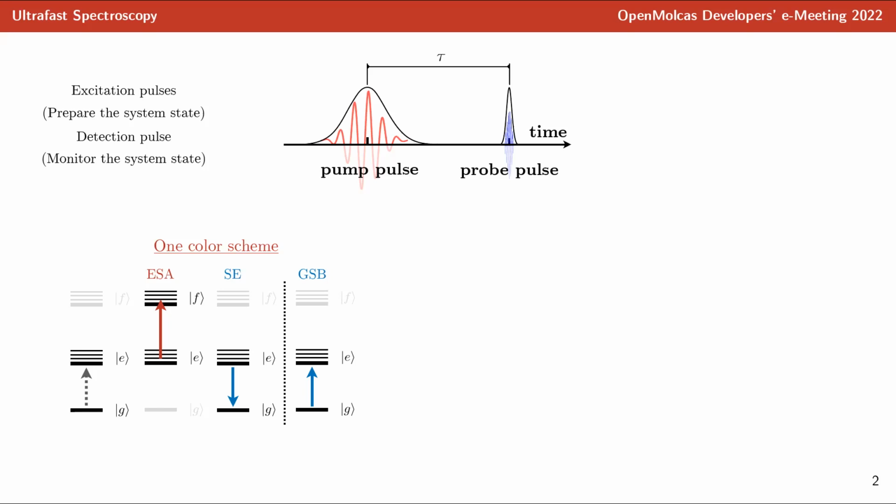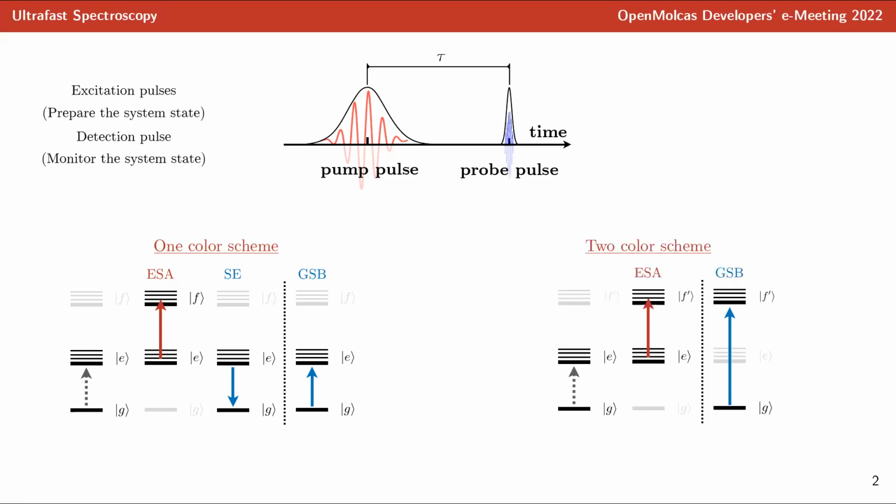Here the pump and the probe pulse are in the same energy window, but what we can do is actually select a probe pulse in a different energy window. And in this case, we are talking about a two-color experiment. In this case, we can no longer see the stimulated emission, and we have a different mechanism for the ground state bleaching, but still we have the excited state absorption and ground state bleaching signals.